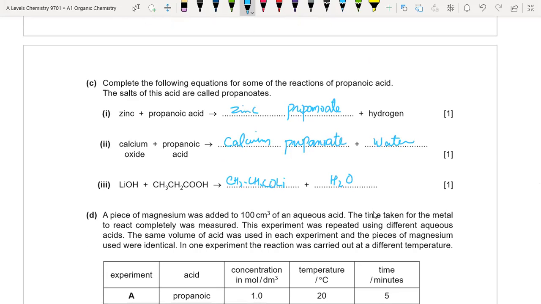Actually, this page of the worksheet is not from this chapter, so we will discuss these reactions in our preceding chapters, but I am discussing their answers here. Zinc and propanoic acid will produce zinc propanoate and hydrogen. Similarly, calcium oxide and propanoic acid will produce calcium propanoate and water. Lithium hydroxide and propanoic acid will give lithium propanoate and water. Okay.